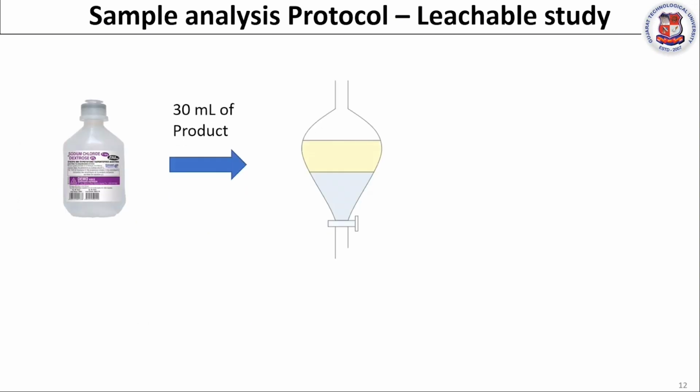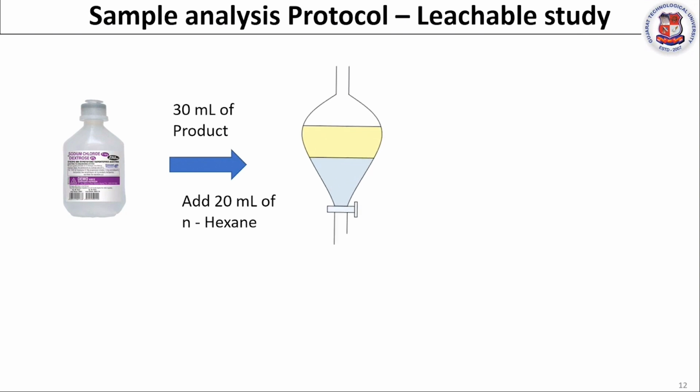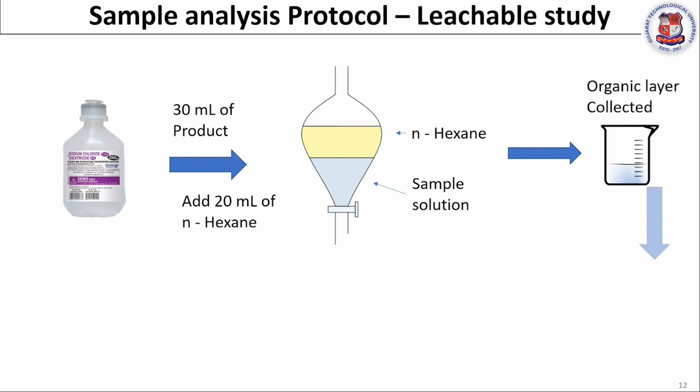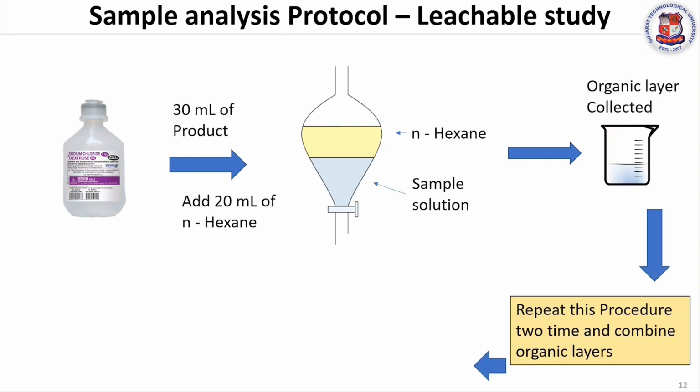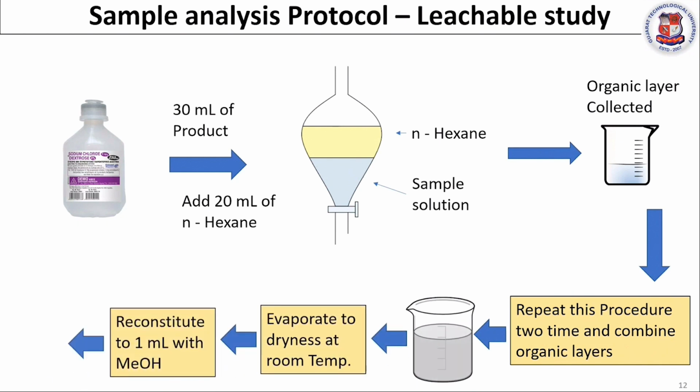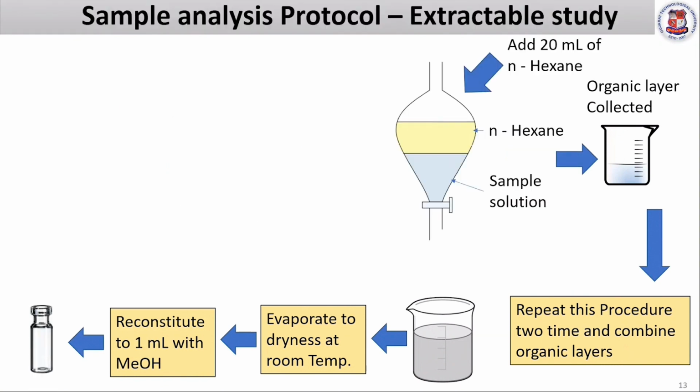So what did we do for the sample analysis protocol? This is the sample preparation part. 30 ml of product was taken and extracted with 20 ml of hexane in a separating funnel. After separation, the organic layer was collected, and this procedure was repeated 2 times. This organic layer was evaporated to dryness at room temperature and reconstituted to 1 ml with methanol.